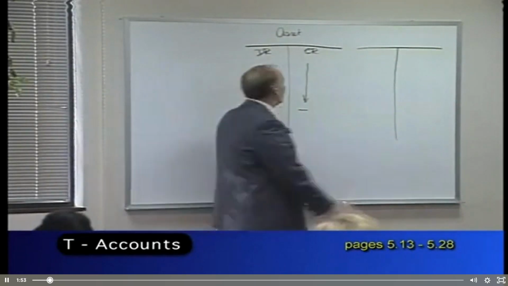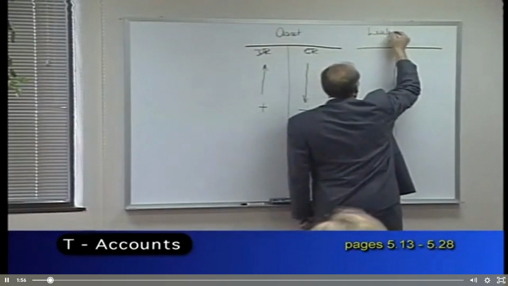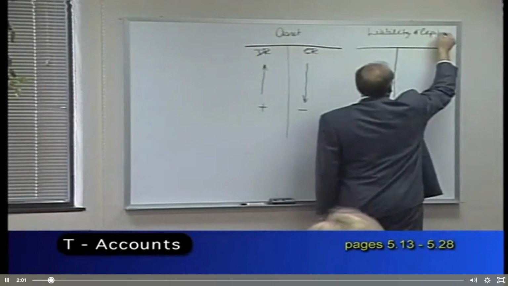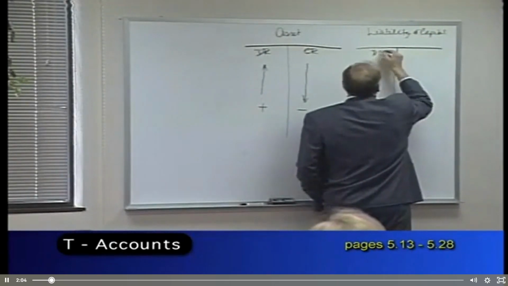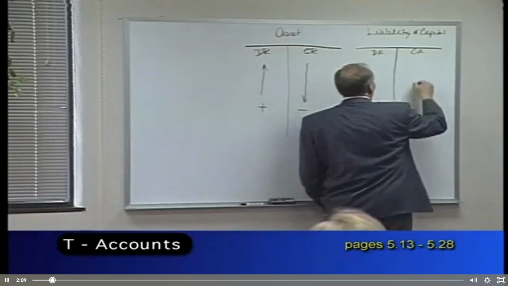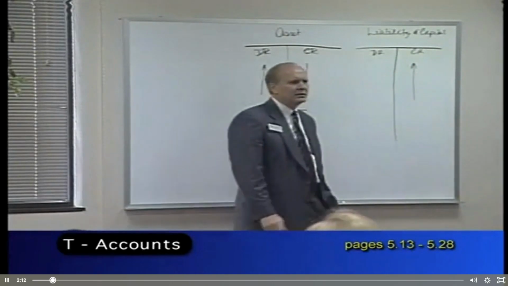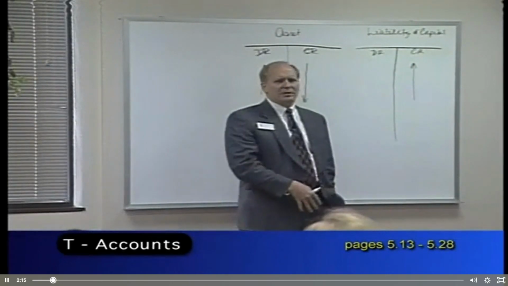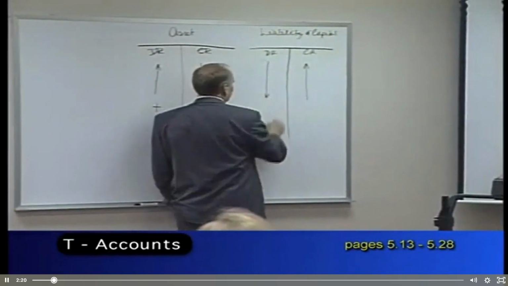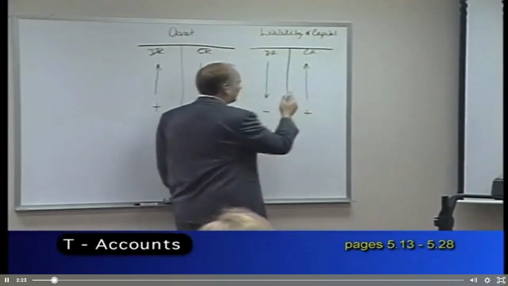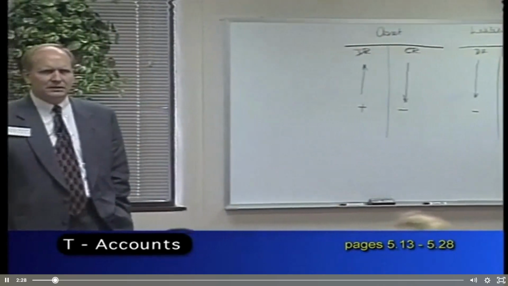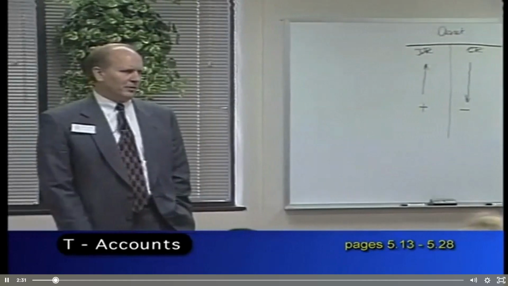Okay? Now what about liability and capital accounts? Are they debit or credit accounts? They're credit accounts. So if we want to increase a liability or capital account, we're going to credit it. Correct? If we want to decrease a liability or capital account, what are we going to do? Debit it. So it's just the opposite. Debits are a minus and credits are a plus in a liability or capital account. Okay? So let's consider this for a moment.